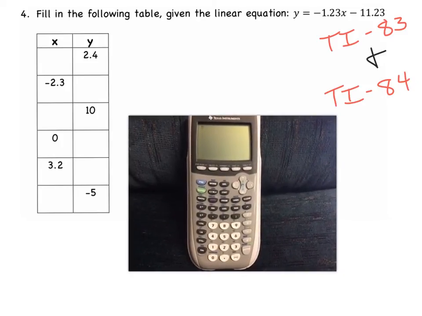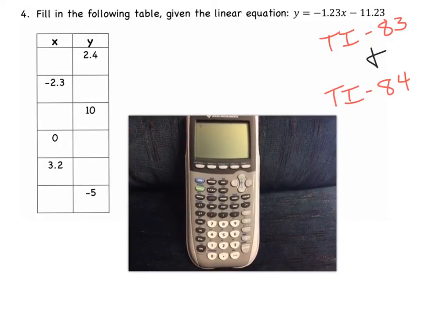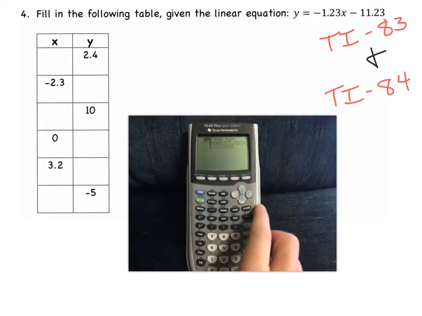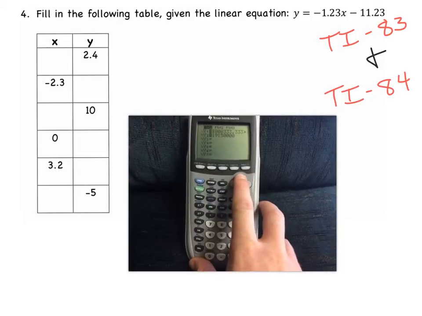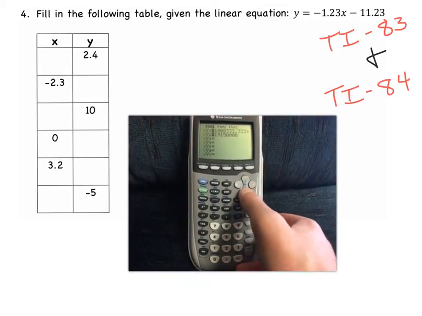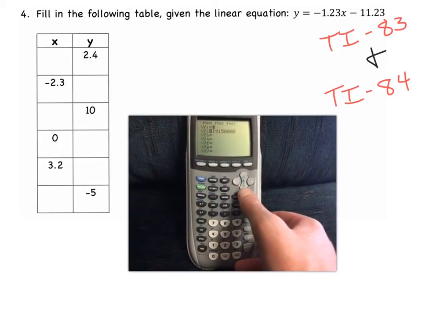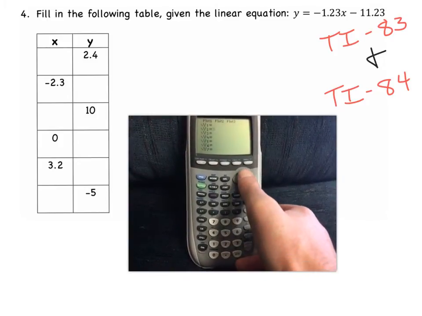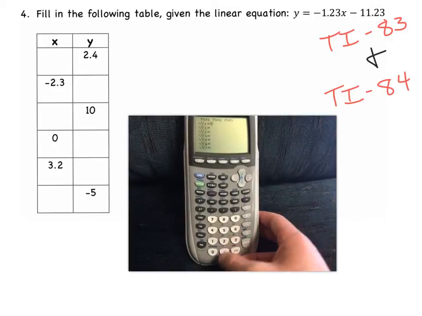Okay, then on the test, you'll have one question that looks similar to this, where I give you the equation. So the first thing is we're going to go to Y equals, and we want to turn our scatter plot off. There's no need to have that on when we're given the equation of a line. So I unbold it, and I'm going to clear out my old information here in Y1 and Y2, and I'm going to type in my equation to Y1.